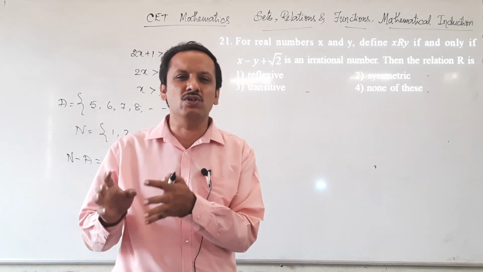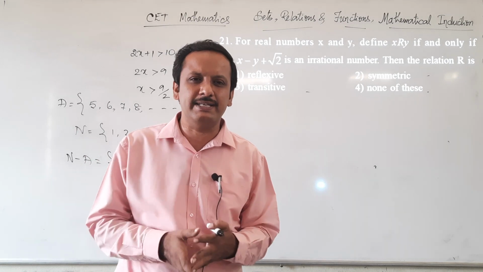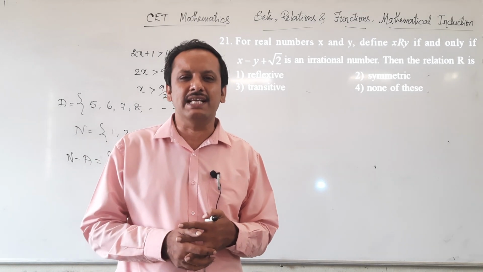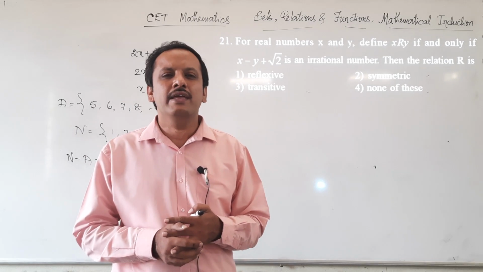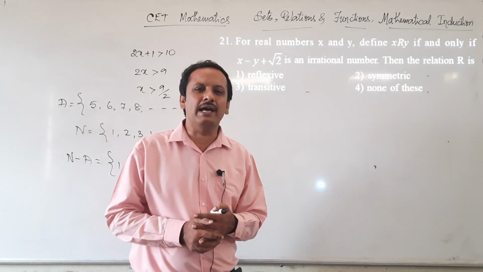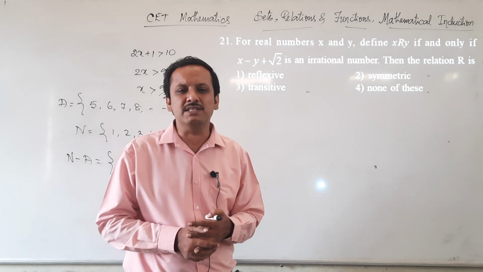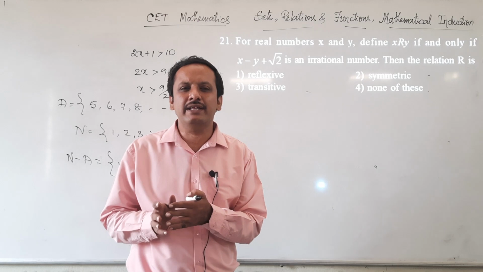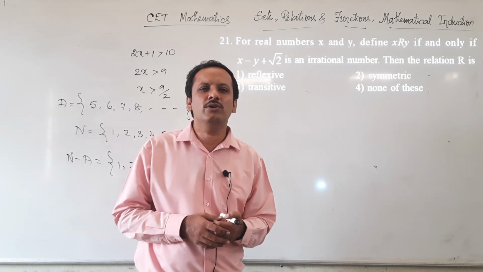A comma A belongs to R for all A in that set. Then symmetric relation. Symmetric relation means AB belongs to R should imply BA belongs to R. That means if A is related to B, then B must be related to A.